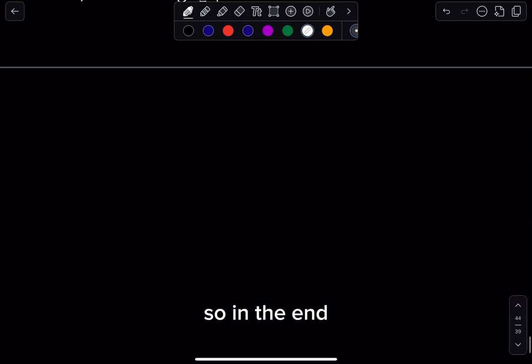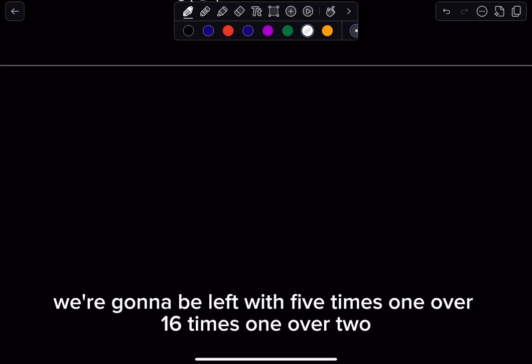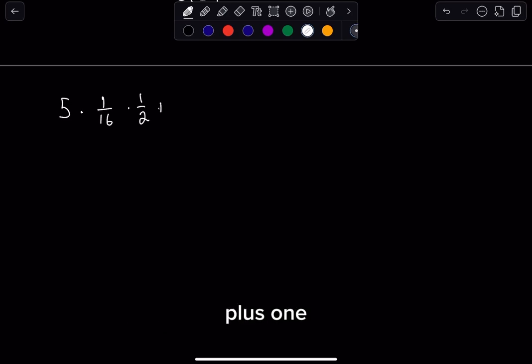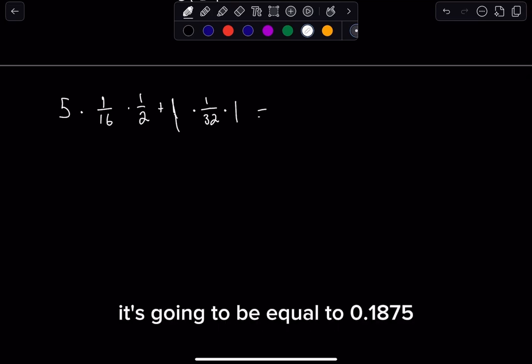So in the end, we're going to be left with 5 times 1 over 16 times 1 over 2 plus 1 times 1 over 32 times 1. It's going to be equal to 0.1875.